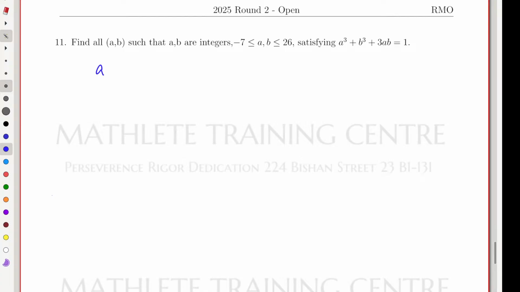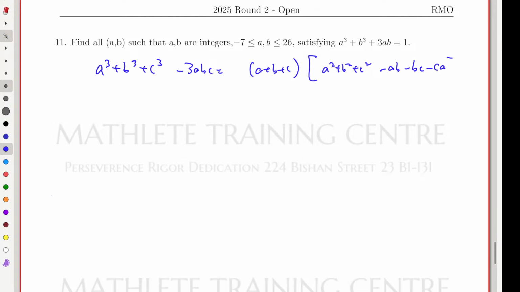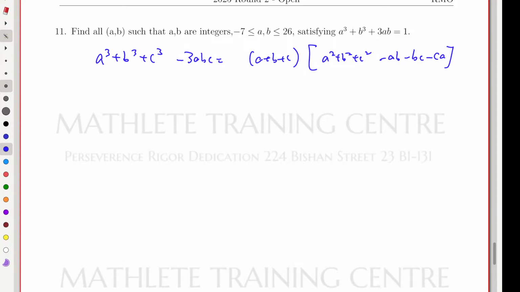So the formula is this: a cubed plus b cubed plus c cubed minus 3abc is equal to a plus b plus c times a squared plus b squared plus c squared minus ab minus bc minus ca. This is quite a well-known formula if you're doing secondary school math Olympiad, but for primary school math Olympiad, it's not well-known at all. Now, using this idea, we can think of this question as a cubed plus b cubed plus negative 1 cubed minus 3 times a times b times negative 1.